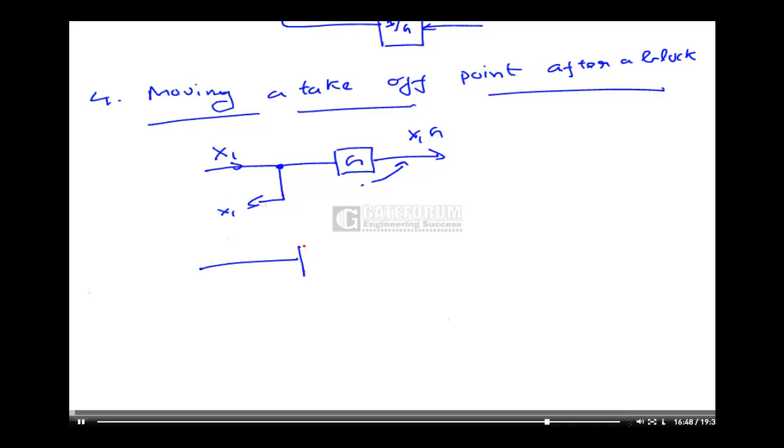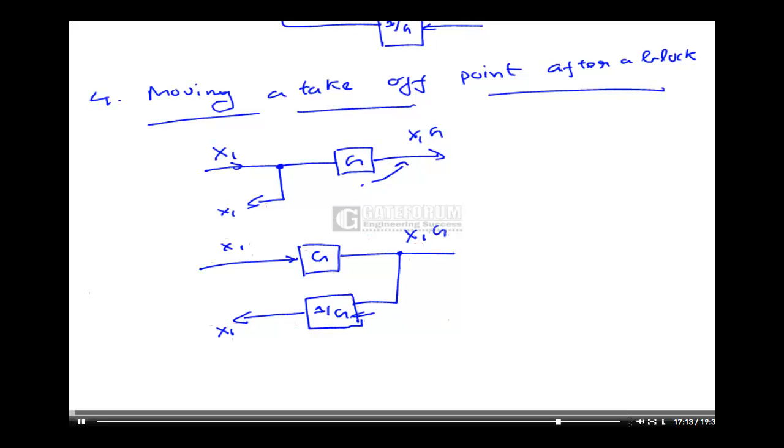I can write G, this is x1, one by G, x1. Okay, because the output at this point is x1G. So x1G when it will pass through this particular block, it will become only x1 because 1 by G and G will get cancelled. So this is the procedure for moving a takeoff point after a block.